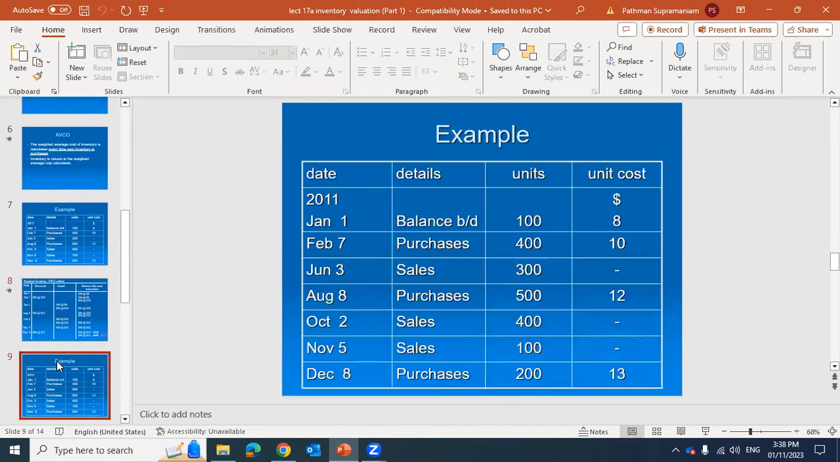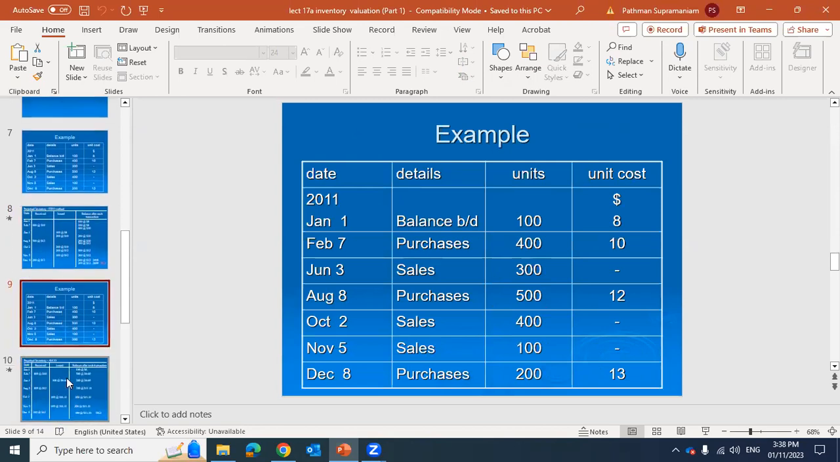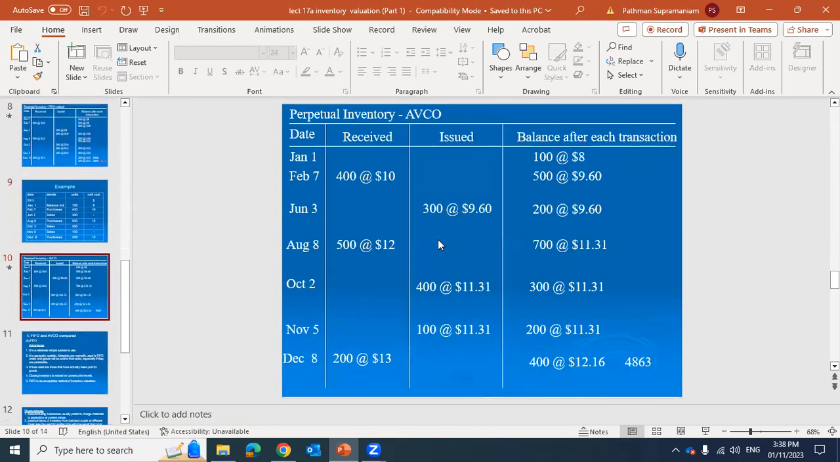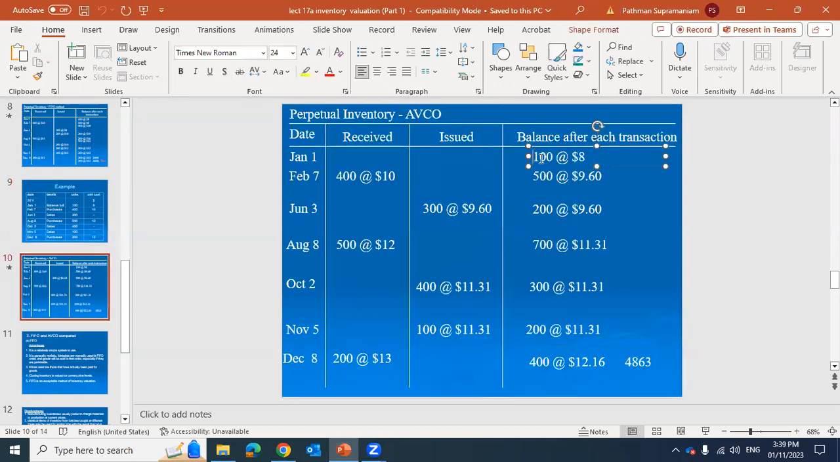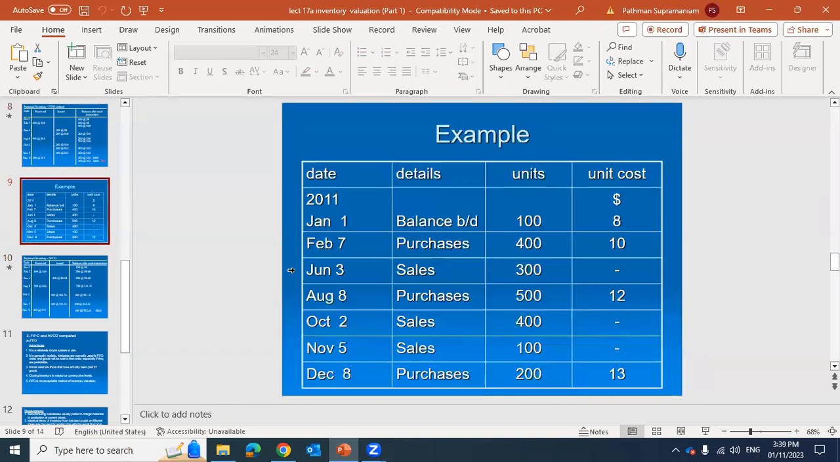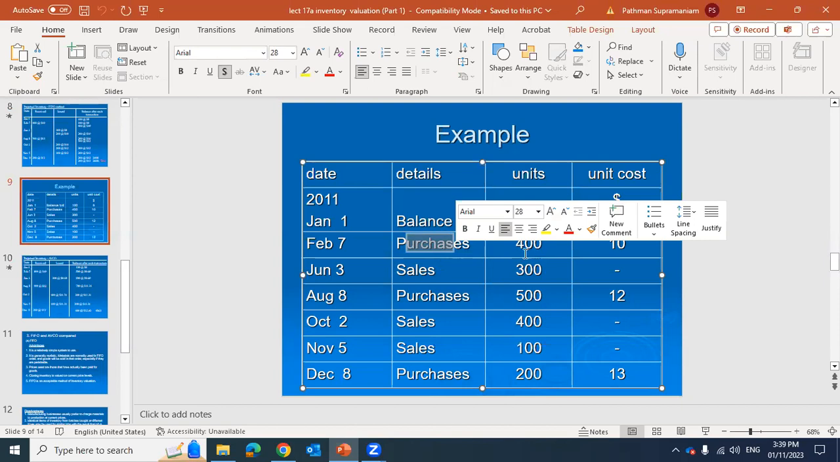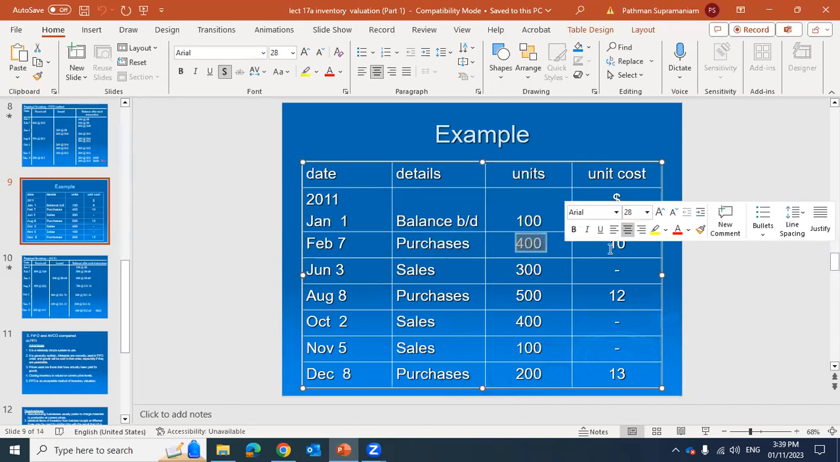Okay, so now I will demonstrate using the same example, the second method. The second method is called FIFO. FIFO stands for average cost. Okay, I'm using the same data. So we have an opening balance of 100 units at $8 per unit. So we write them like that. And then we purchased additional 400 units at $10 per unit.